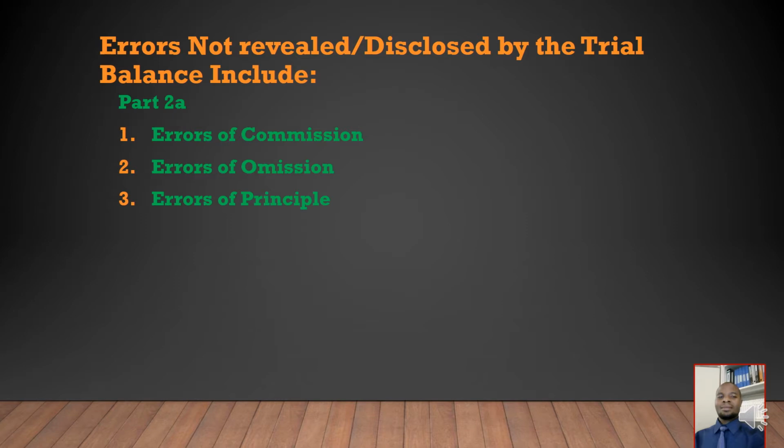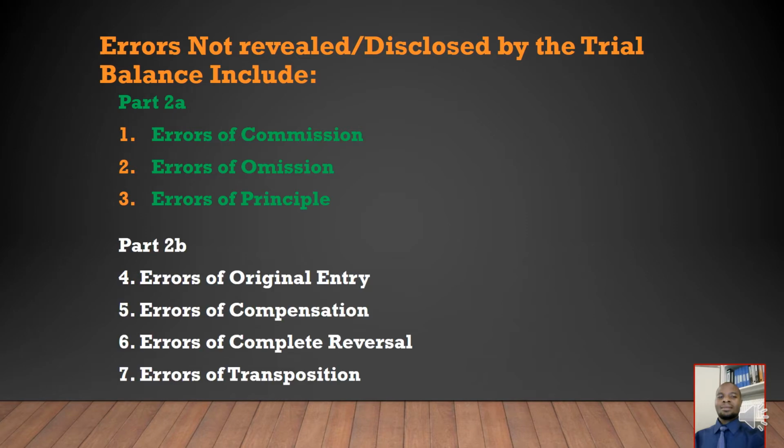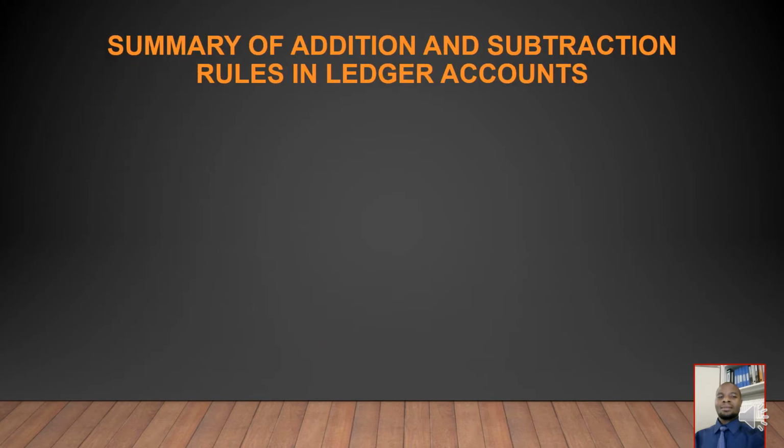For this particular segment of part 2, we're going to look at the following errors: errors of original entry, errors of compensation, errors of complete reversal, and errors of transposition. As we go through this lesson, I still want you to remember the very basics on which this lesson is founded. This topic has a foundation, and if you grasp the concepts in that foundation, then everything will be well for you. So let's take a look at the summary of addition and subtraction rules in ledger accounts as they pertain to this topic.